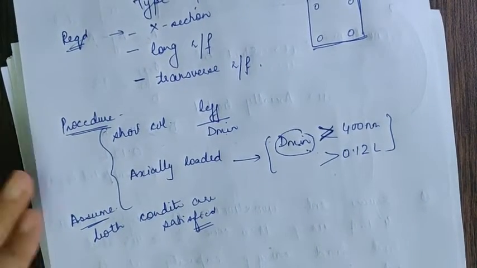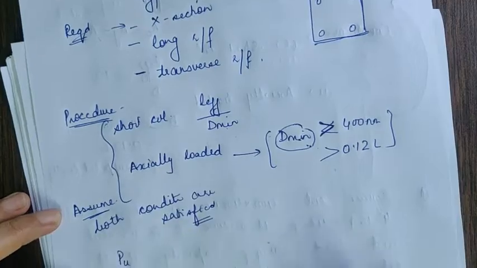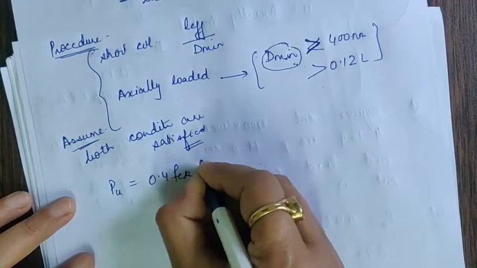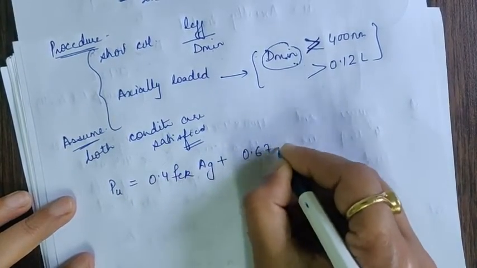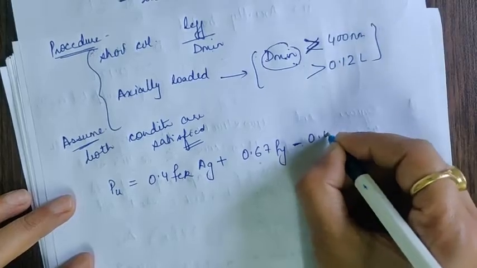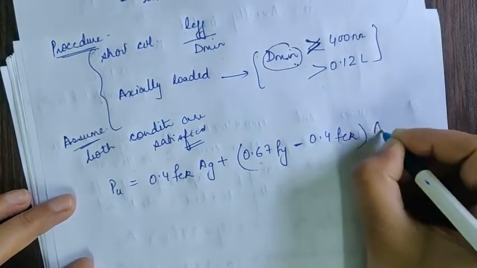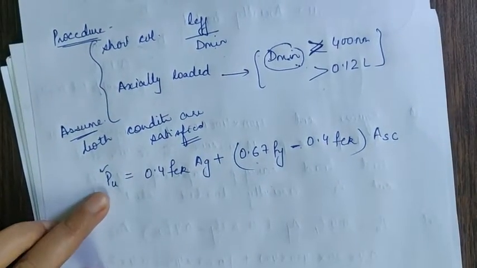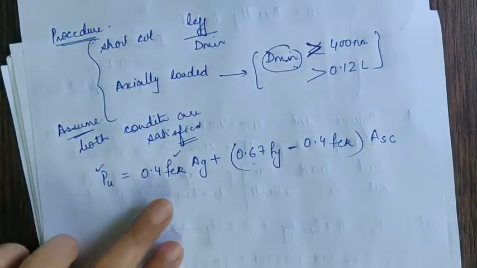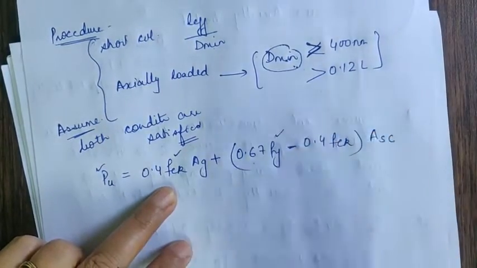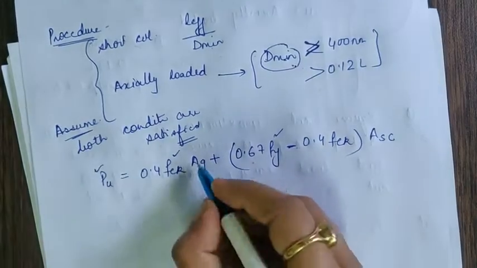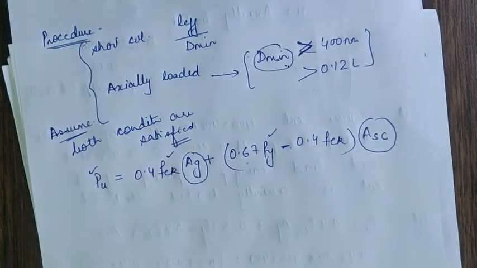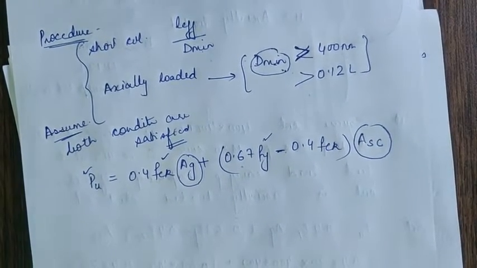Okay, so it means I can directly use the formula Pu = 0.4 fck Ag + (0.67 fy − 0.4 fck) Asc. Now in this particular formula, I know how much load is to be taken, which type of concrete I am using, and which kind of steel I am using. But I do not know this value and this value. So I am having only one equation but two unknowns.